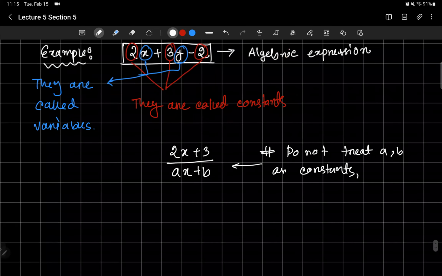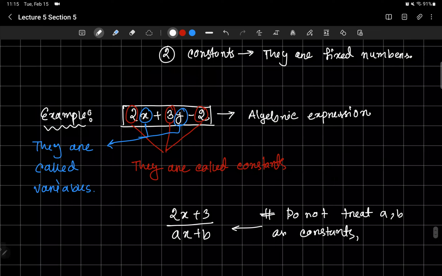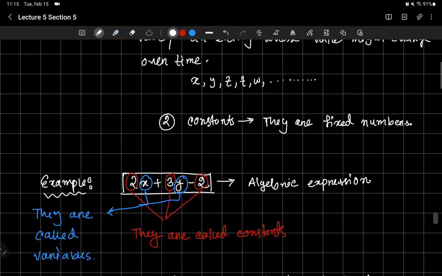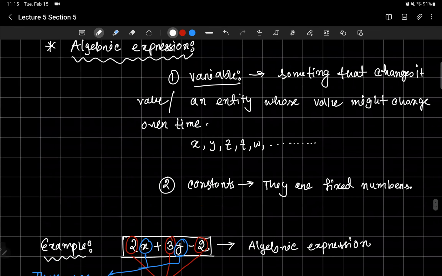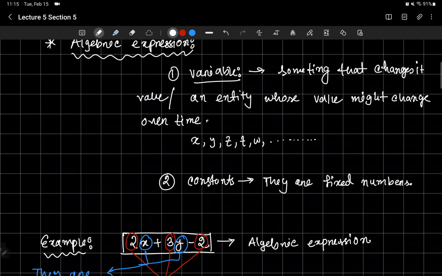So before I go over there, any questions regarding what algebraic expressions are? No, sir. Okay.